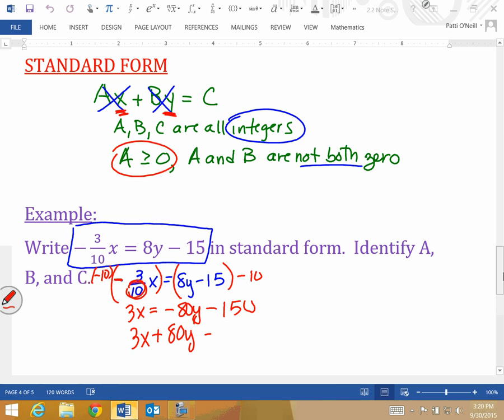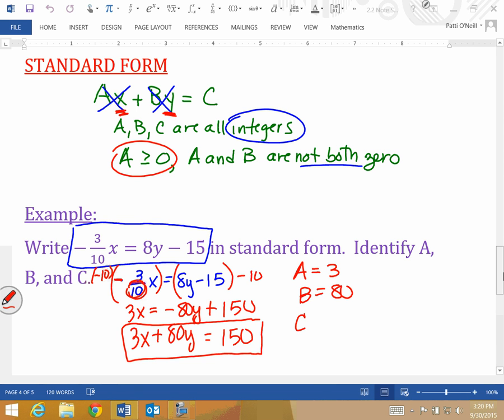So equals 150. I think this was a plus. So this is our standard form. This is where I would expect you to end up. And you would tell me that your A value is 3, your B value is 80, and your C value is 150. Not too complicated, but again, make sure you ask if you have any questions on it.